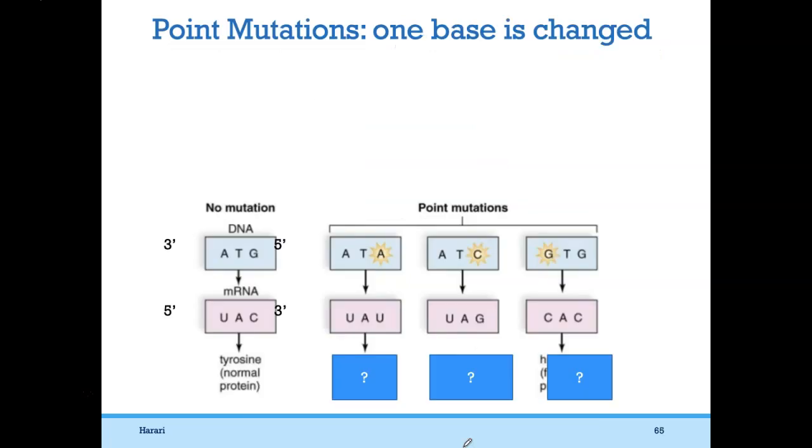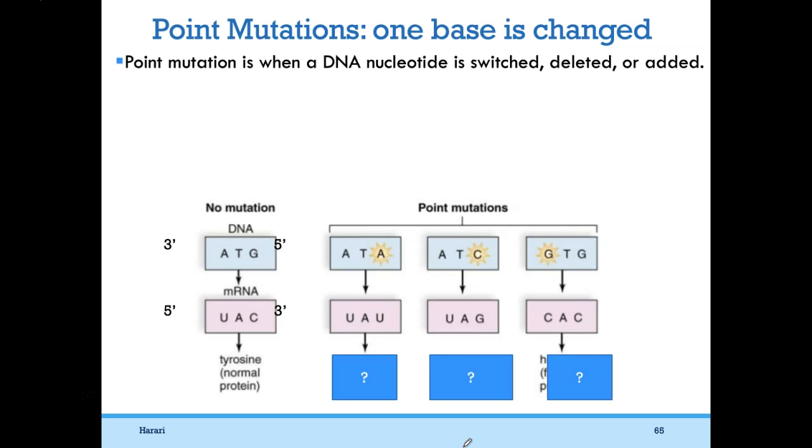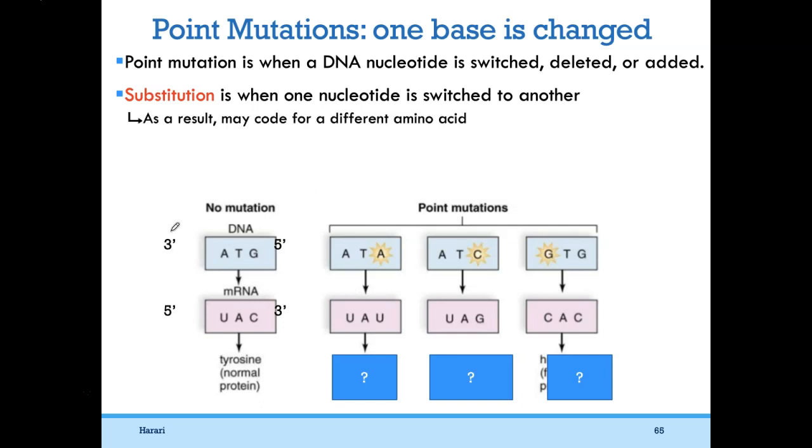So there are different types of mutations, and a point mutation is when one base is changed. One nucleotide of DNA is switched, deleted, or added. A substitution is when one nucleotide is switched to another. So suppose you have a code of template DNA that says 3' ATG 5'. That would normally encode for a mRNA codon that's UAC, which encodes for tyrosine amino acid. But suppose that DNA gets changed into ATA.